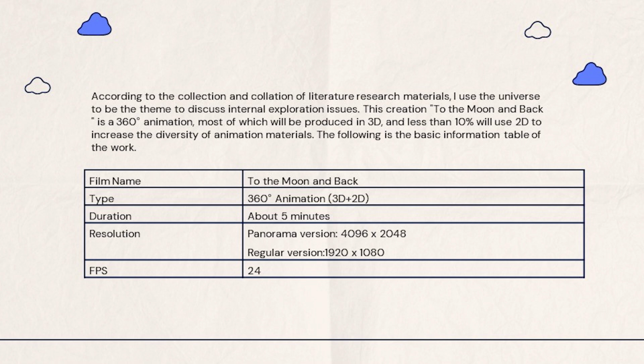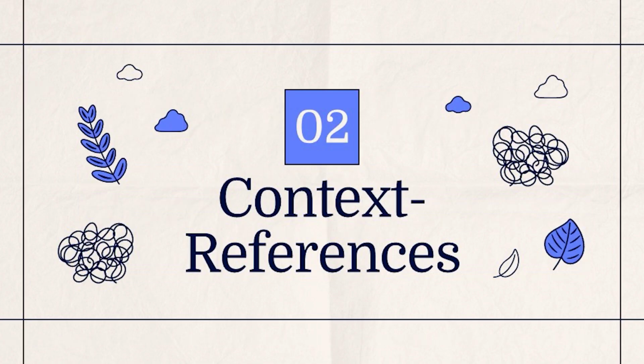This creation, To the Moon and Back, will discuss traditional animation storyboarding in 360 animation and analyze how to effectively apply traditional animation techniques to 360 animations from visual guidance and practical approach perspectives. I have two references for the 360 animation and one for the concept.